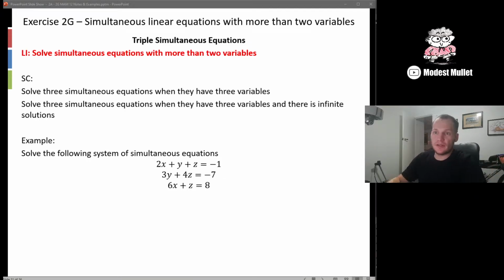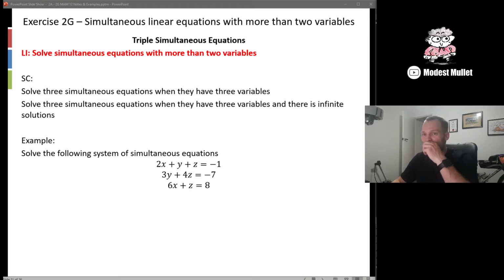Hello team, welcome to this video where we look at solving simultaneous equations with more than two variables. Our success criteria is slightly different than in the previous exercise, and it'll become a little more apparent. We're not just looking at two linear equations that are lines and where they cross. These equations could be planes or greater, so we're now dealing with three-dimensional items and their points of intersection.